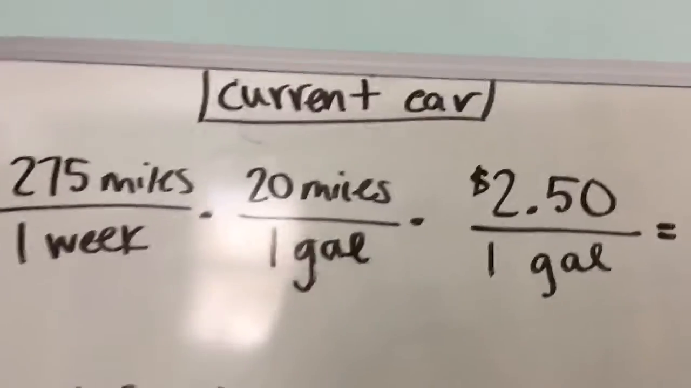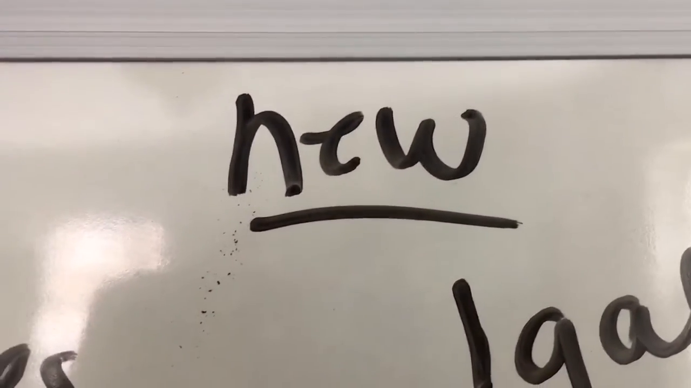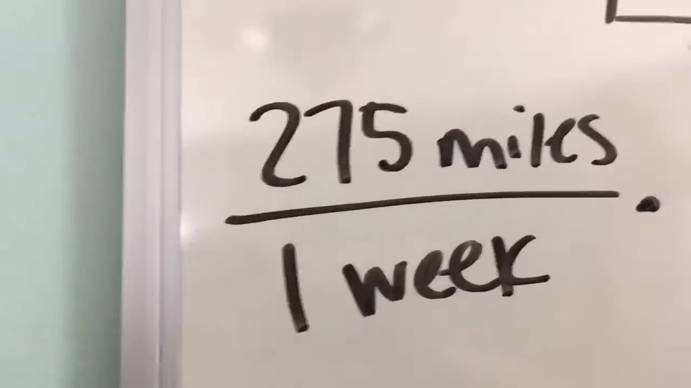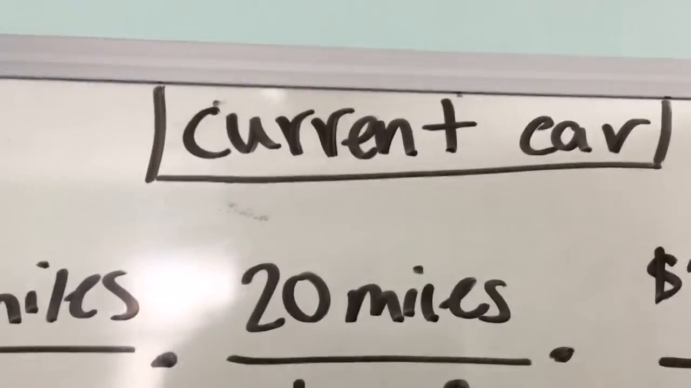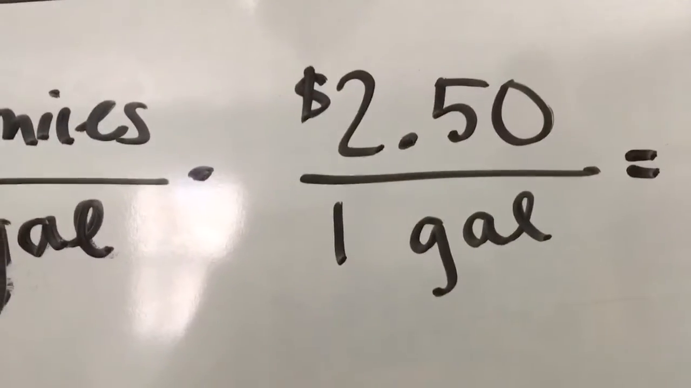I'm going to go through it with two situations. One for the current car that you have, and then a second situation for if you were to buy the new car. Sorry, my camera work is a little shaky, but bear with me. Okay, it says you're driving 250 miles per week, and then it also says you get 20 miles per gallon. Again, this is with the current car, and the gas costs $2.50 a gallon.